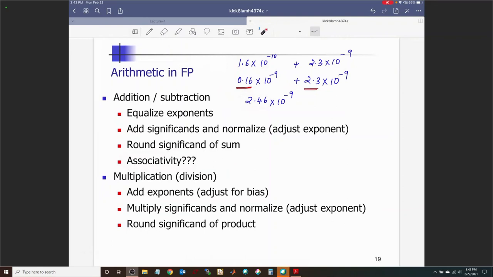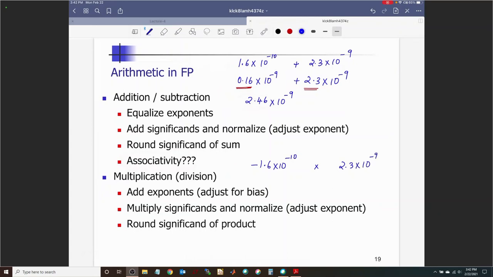How about multiplication or division? Well, similar things, right? Suppose we have the same numbers, but let's say we have negative 1.6 times 10 to the negative 10, and you wanted to multiply this with, say, 2.3 times 10 to the negative 9.